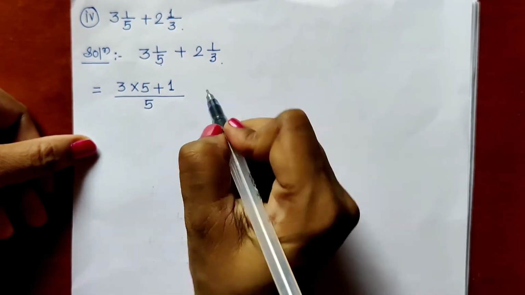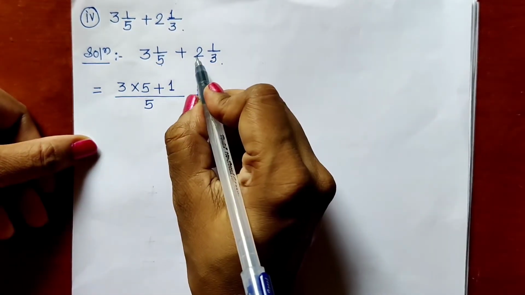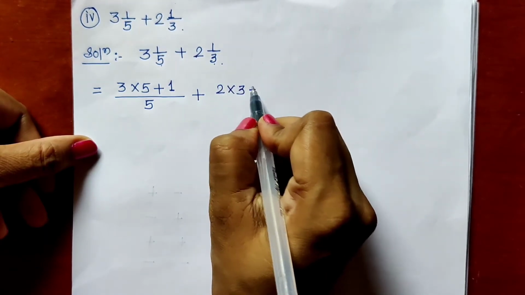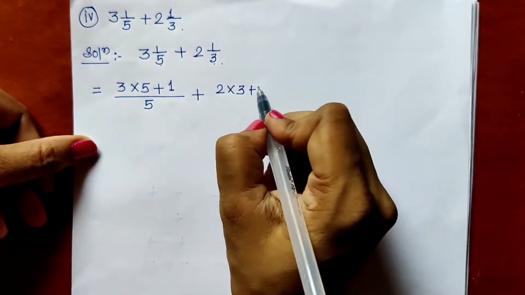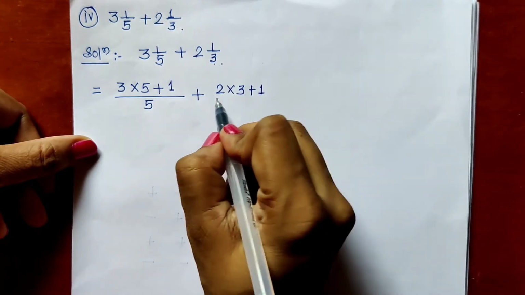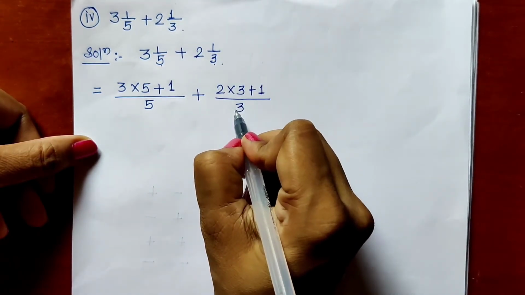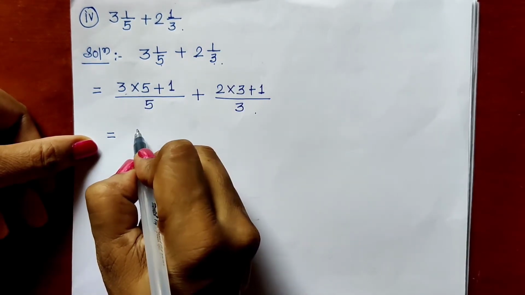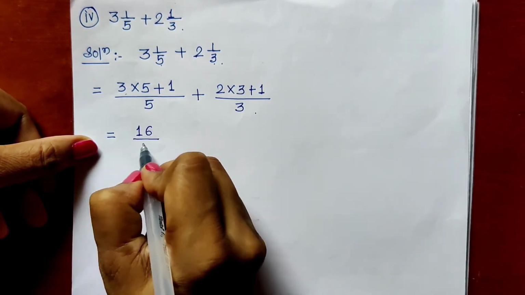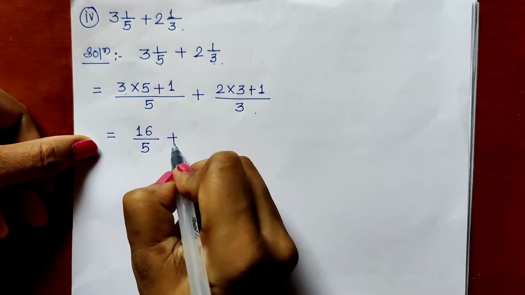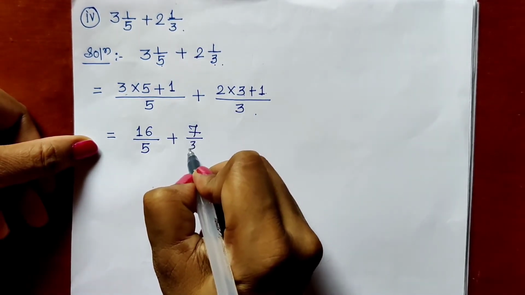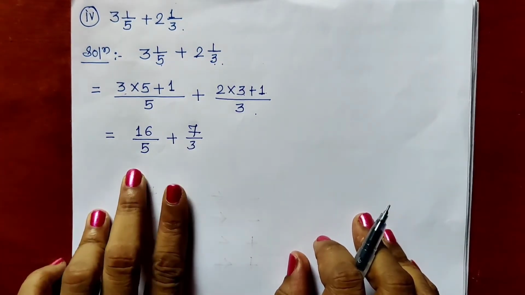denominator as it is 5, plus integer into denominator, that is 2 into 3, plus this numerator as it is plus 1 upon denominator as it is 3. Now solve. 3 5s are 15 plus 1 is 16 upon 5 as it is, plus 2 3s are 6 plus 1 is 7 upon 3 as it is. Now we have got two improper fractions.